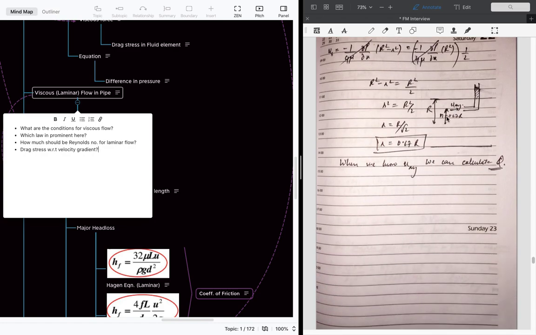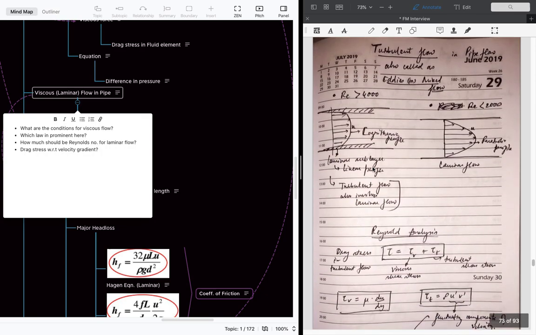If we have the average velocity of the fluid, then we can find the discharge of the whole pipe flow. So as written here, what are the conditions for the viscous flow? Viscous flow means it should contain viscosity or it should have friction in the pipe. Which law is prominent here? Newton's viscosity law. How much should be the Reynolds number for the laminar flow?